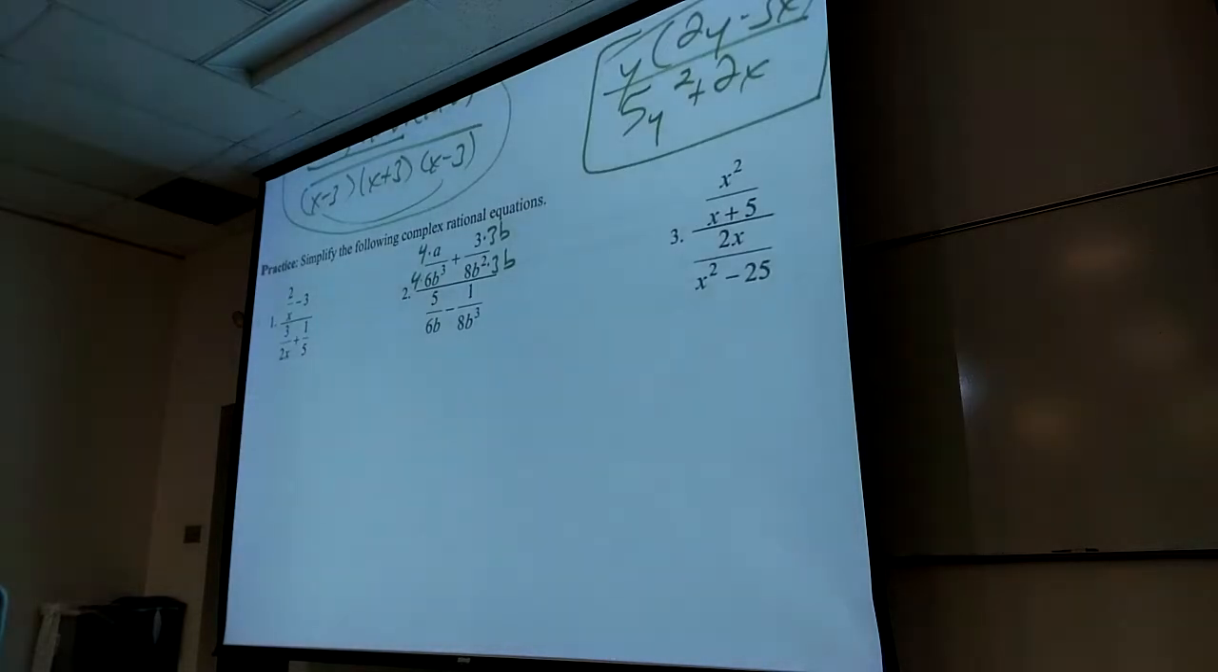Now, most people like this way because you only have to look at 2 fractions at once. The other way, you have to look at all of them at once. So it's up to you. It doesn't matter.